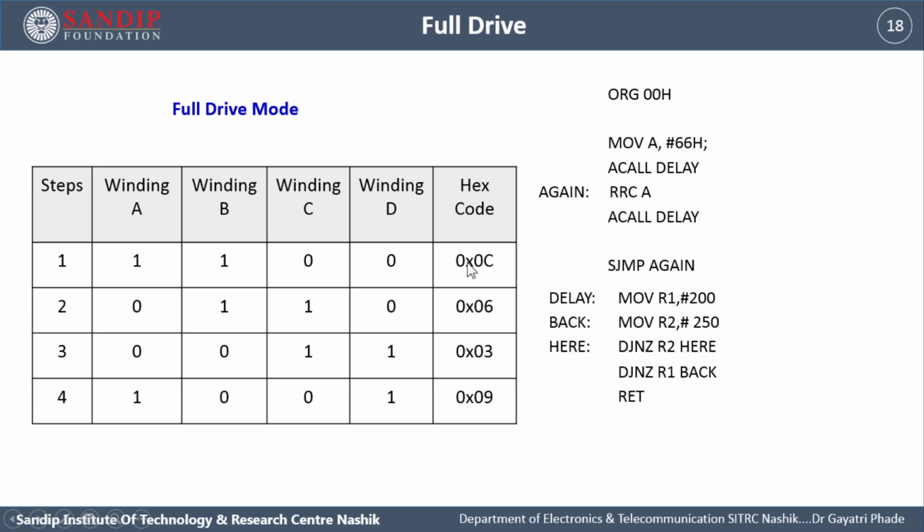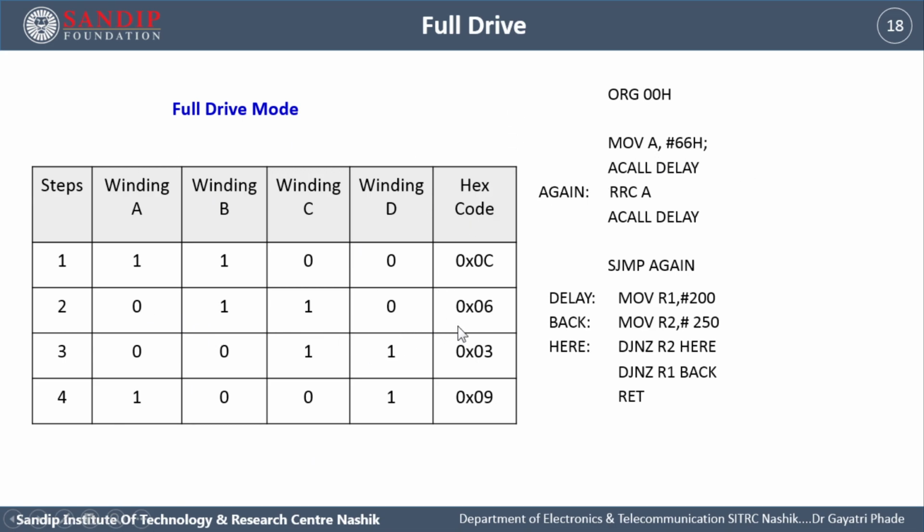So 0C for energizing coil AB, for BC it is 06, for CD it is 03 and for AD it is 09. So you can see it is just a rotation to the right. If we rotate this bit 1 right, we get this sequence. If we rotate this sequence 1 bit right, we get this sequence. Likewise. So understanding this logic, we are writing a program.